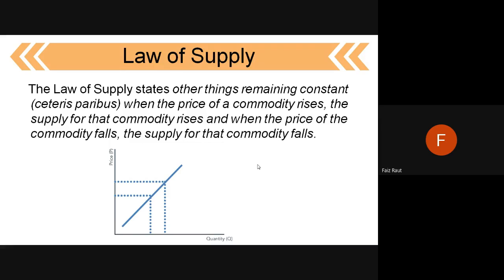Law of demand is applicable for the consumers, law of supply will be applicable for the producers. So consumers are happy when the price of the product is low, so we can buy the same quantity at a lower price.